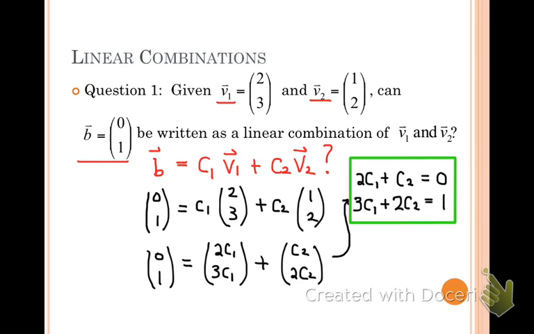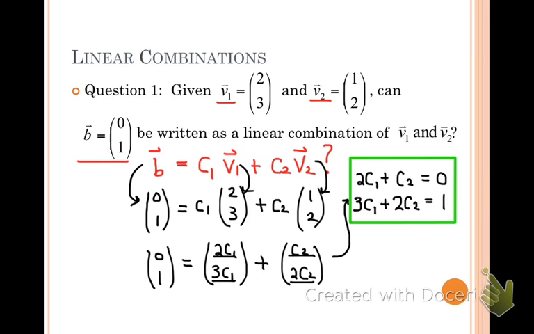So I've taken this statement, can b be written as a linear combination of v1 and v2, and I've simply inserted the corresponding vectors b, v1, and v2. Now if you remember, c1 and c2 are scalars, which just means that they're constants. Whenever I want to multiply a vector by a constant, I simply multiply the constant by each element in the vector. That's all I've done here.